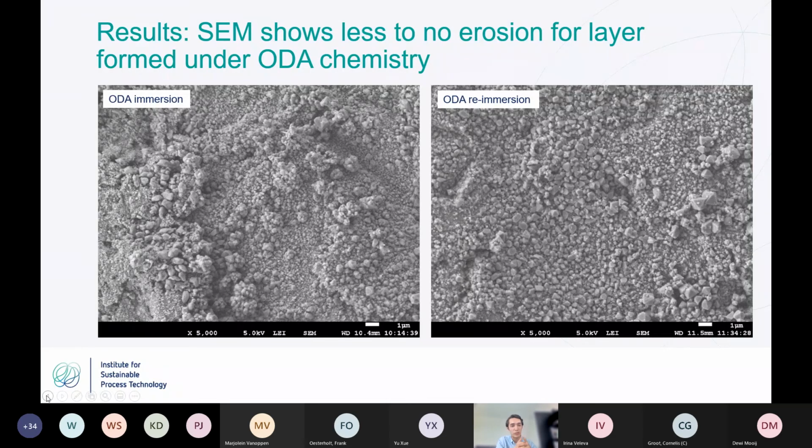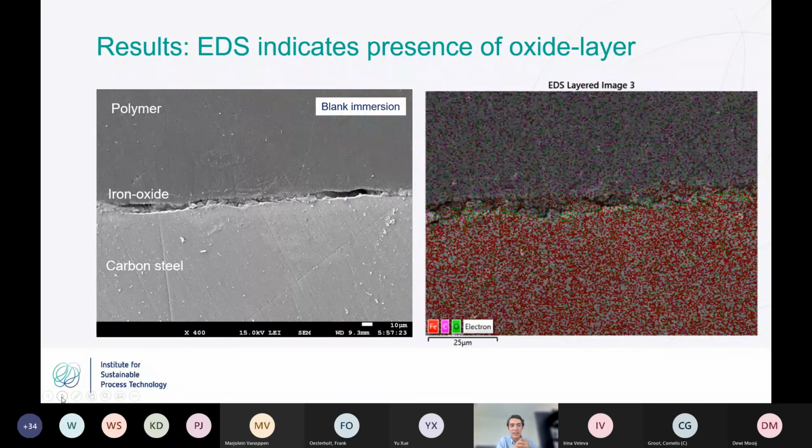So these are all pictures of the surface, but we would like to also see the layer and be more quantitative. Therefore, we will go to the next slide. Thanks. On the left, we can see an embedded cross-section of the blank formed coupon, so the coupon formed under blank conditions. On top, we see the polymer, followed by the iron oxide and then the carbon steel. EDS analysis was used to verify the layer. EDS stands for energy dispersive spectroscopy, and it was used to verify if the layer which we think is the iron oxide layer really is the iron oxide layer. So this shows a lot of elemental oxygen present, hence we can assume that this is the magnetite layer in question. So now we know that we can compare these layers in the next slide.